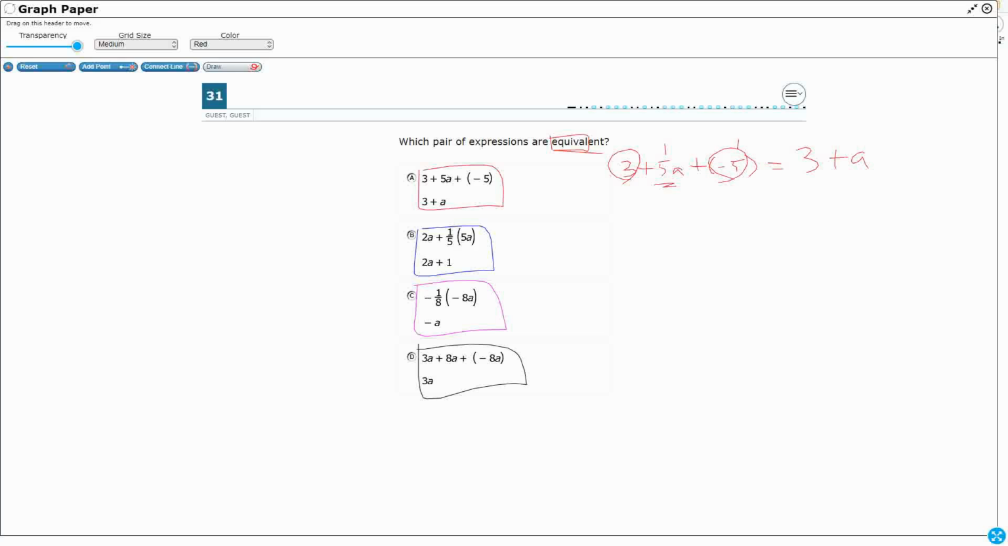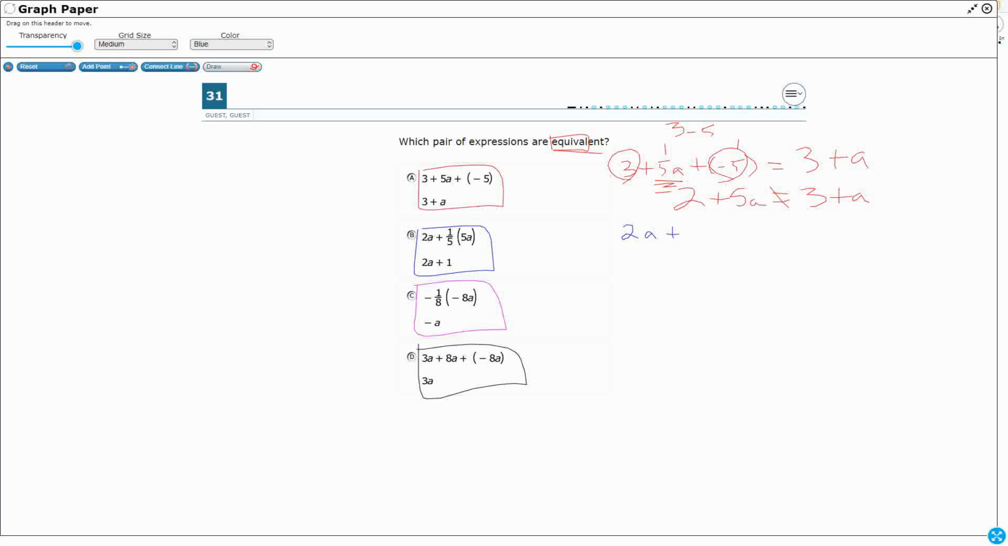So plus 3 and then a plus negative 5. So really this is the same as 3 minus 5. So this is going to be negative 2. And then nothing happened to that 5a. So these are obviously not equivalent because you cannot combine terms that are not alike. And having a constant, or just a number, and then having a variable with a coefficient, this 5a, you can't do it. All right, let's check this next one.